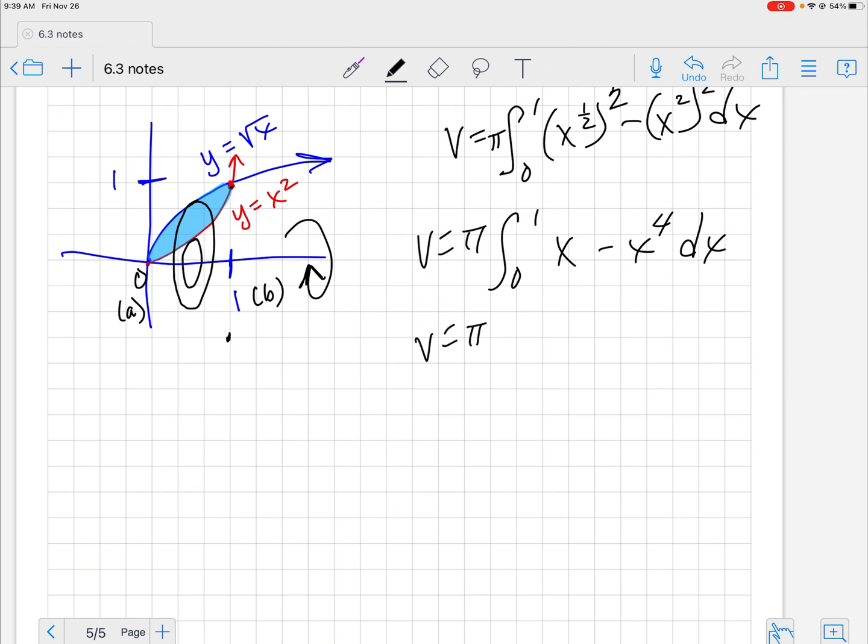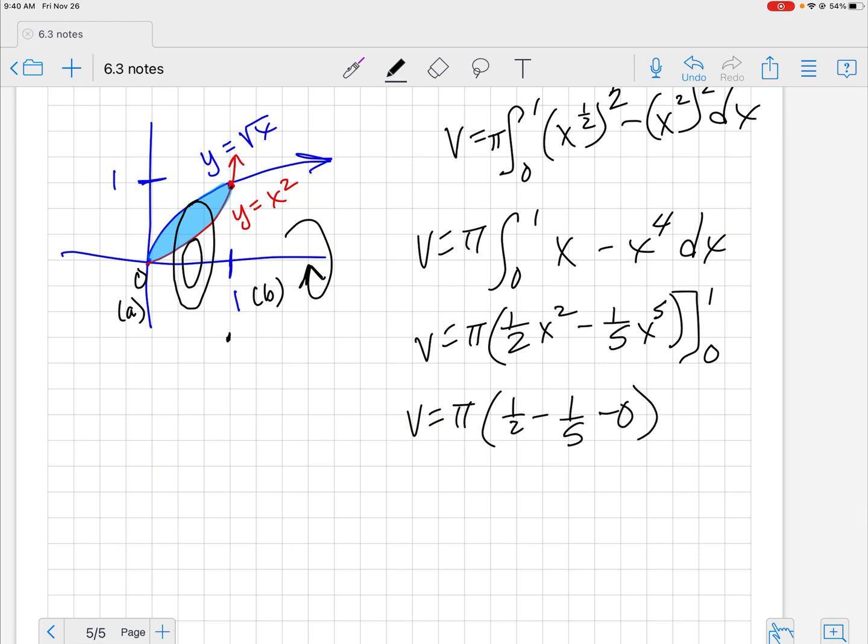So I've got 1/2 x squared minus 1/5 x to the 5th, and that's being evaluated from 0 to 1. The beauty of that 0 is then it's just minus 0, which is nice. So volume is equal to pi. Then I've got 1/2, obviously 1 squared. You guys don't need me to write that, right? 1/2 times 1 squared minus 1/5. All right, plugging in a 0 is minus 0.